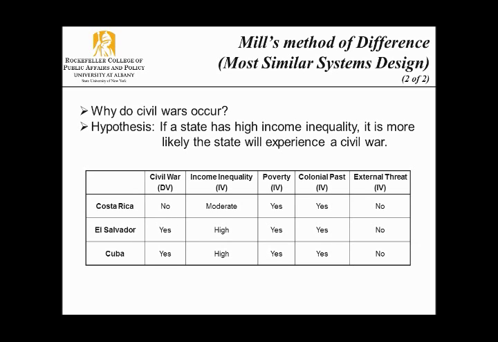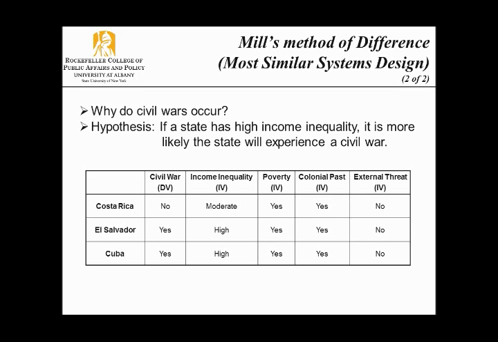As you can see, we are again comparing three states, Costa Rica, El Salvador, and Cuba, to determine why civil wars occur. You can see that there is a variance in our dependent variable. As you look at the dependent variable, Costa Rica is the only state that has not had a civil war. As you look at the four independent variables depicted on this table, you notice that only one of the four independent variables does not agree across all three states.